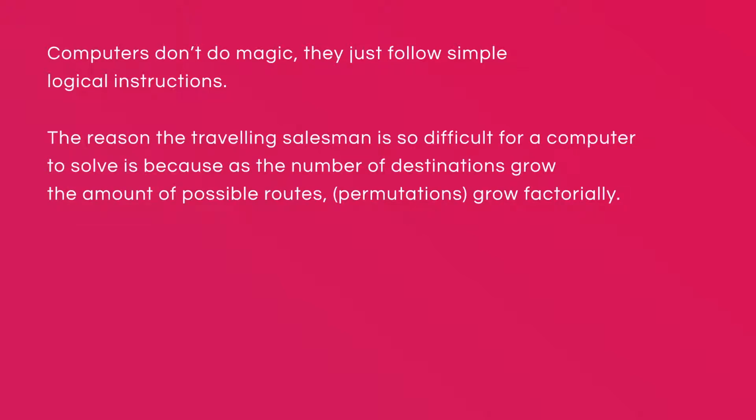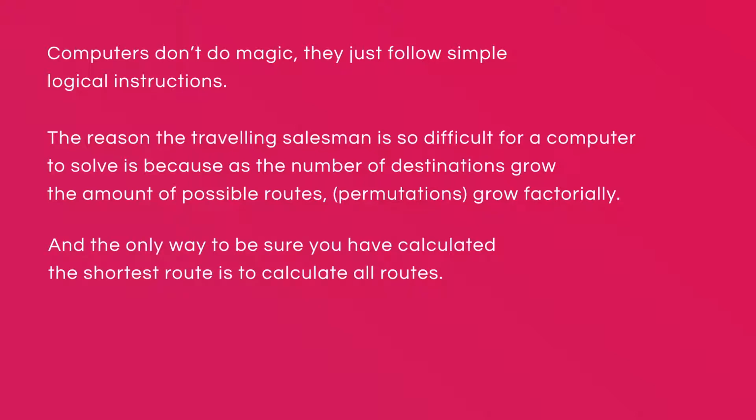The reason the traveling salesman problem is so difficult for a computer to solve is because as the number of destinations grows, the amount of possible routes grows factorially. And the only way to be sure that you've calculated the shortest route is to calculate all possible routes, which can take a very, very long time.